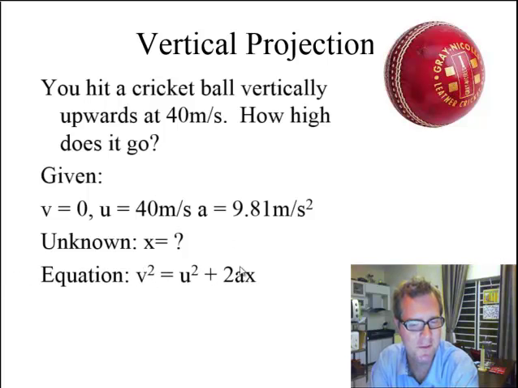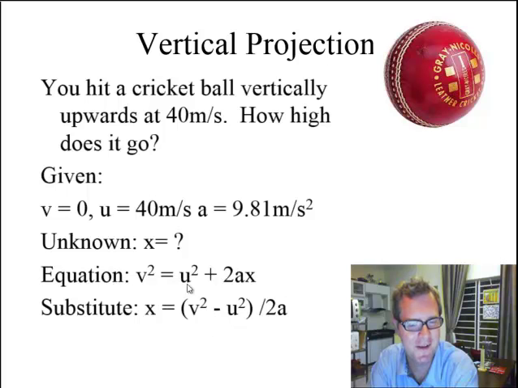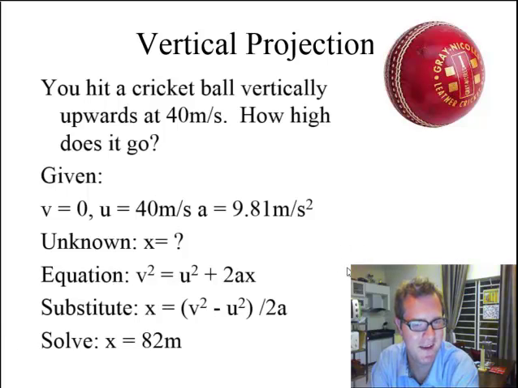If we look at v squared equals u squared plus 2ax, that's the equation we're going to use. We can rearrange that to give us x equals v squared minus u squared, divided by 2a, and that gives me a final value of 82 meters if I plug in the numbers. Notice here that v squared is 0, so v squared minus u squared is going to be a negative number, and 2a, with the acceleration being negative, is a negative number as well. So therefore it comes out as a positive overall. So that's one example.